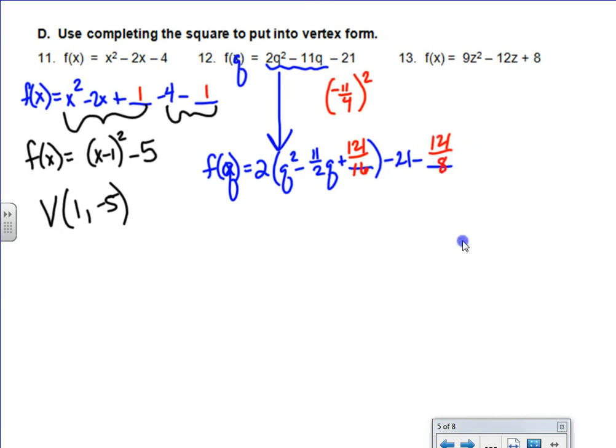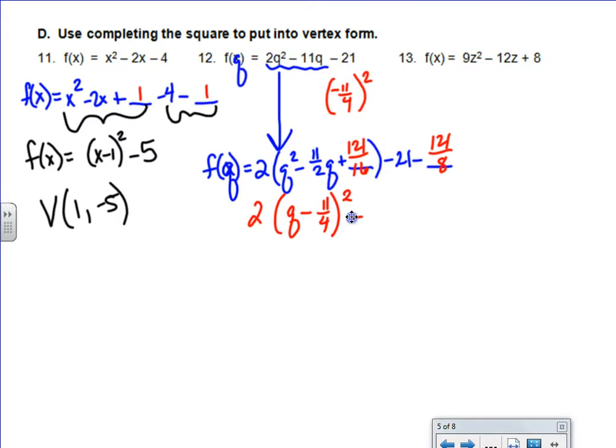Boy, ugly. Use your calculator. So we're almost done. 2, and then q. Remember, half of the b term goes next, so minus 11 over 4, quantity squared. And then, oh goodness, I don't know how to do that in my head right now. Negative 21 minus 121 over 8. Back to a fraction. Ooh, yuck.